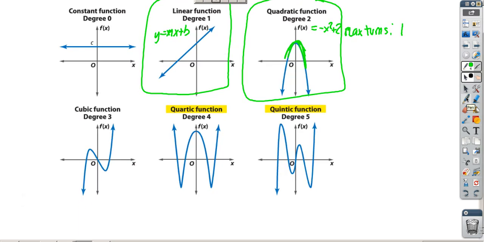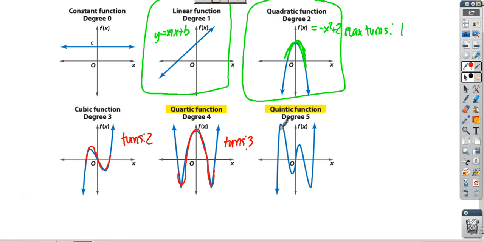Cubic function is on the bottom left side, so this is like x cubed, and you can see, let me change the color so it's a little bit clearer, it has a turn right there, and it has another turn right there, so that has 2 turns. It's being raised to the third power, but it turns twice. This one is quartic, it has 1, there's a second turn right there, and there's a third turn right there, so it has 3 turns. It's being raised to the 4th power, it turns 3 times.